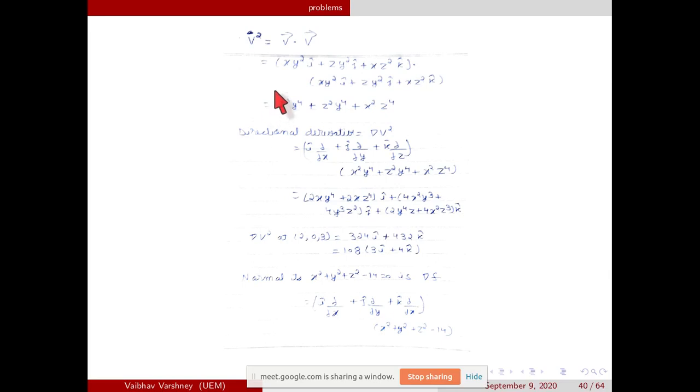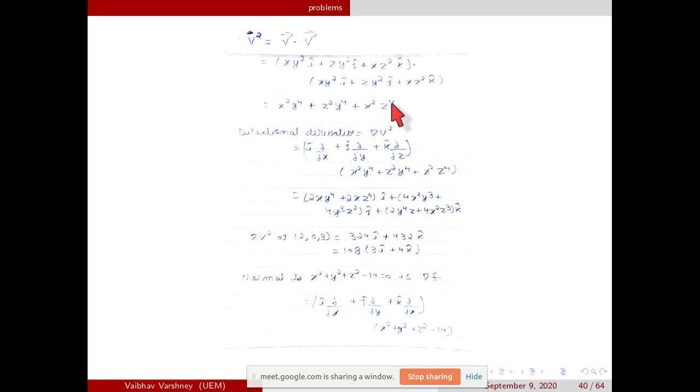So first we have to calculate v square. V vector is given, so v square means v dot v. If we want to calculate the square of any vector, it basically means we have to calculate the dot product of that vector with itself. So this is v vector, xy square i cap plus zy square j cap plus xz square k cap, dot the same vector. So we will get x square y to the power 4 plus z square y to the power 4 plus x square z to the power 4. This dot product gives us v square.